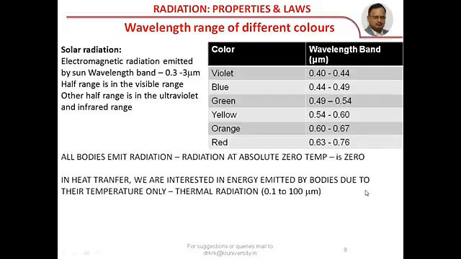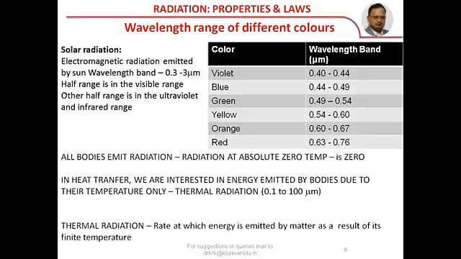However, in heat transfer, we are interested in the energy emitted by a body due to its temperature, and that is called thermal radiation. This thermal radiation extends from about 0.1 to 100 micrometers, and it includes the entire visible and infrared range, as well as a portion of ultraviolet radiation.